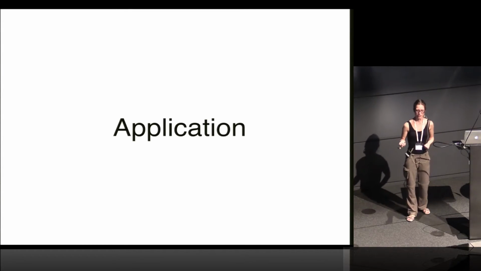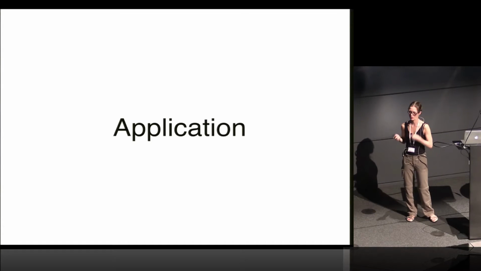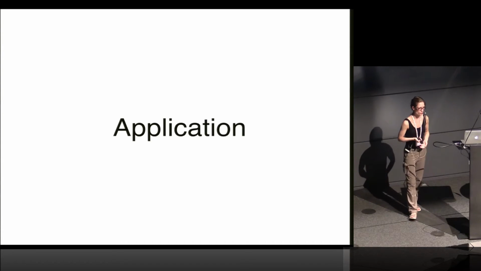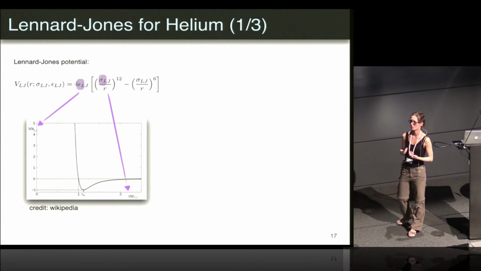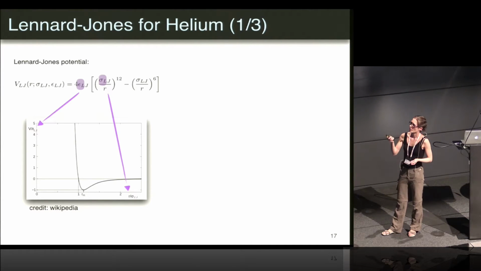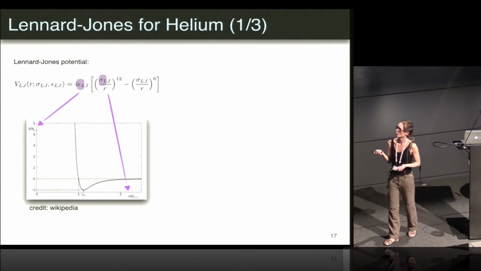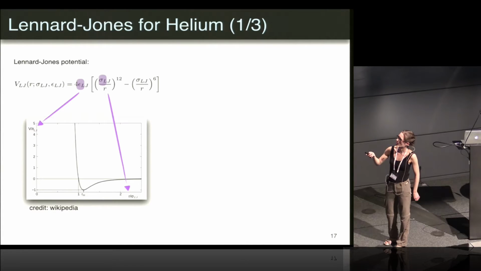So now the application for which we use the algorithm. The application will be from molecular dynamics. We consider the Lennard-Jones potential for helium. So probably many of you know this.